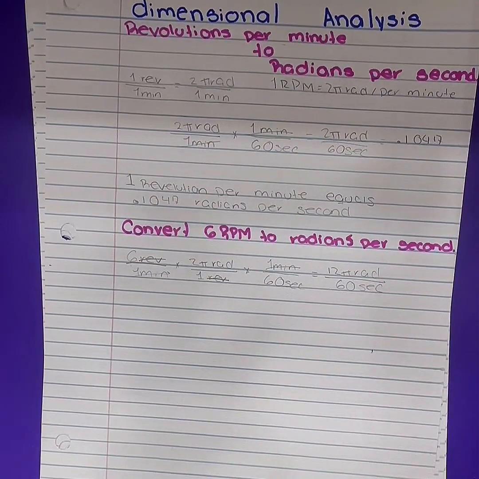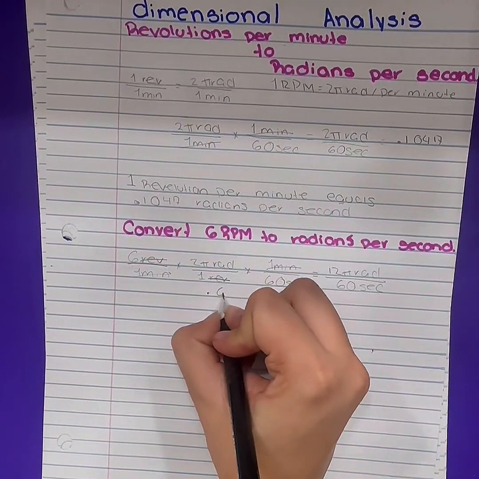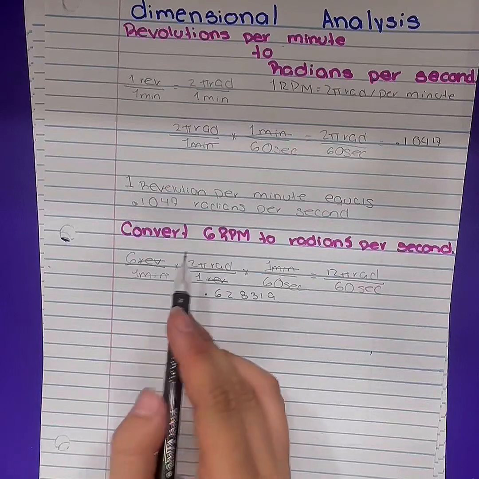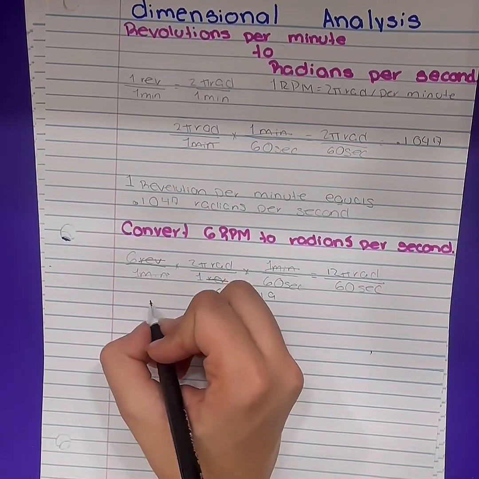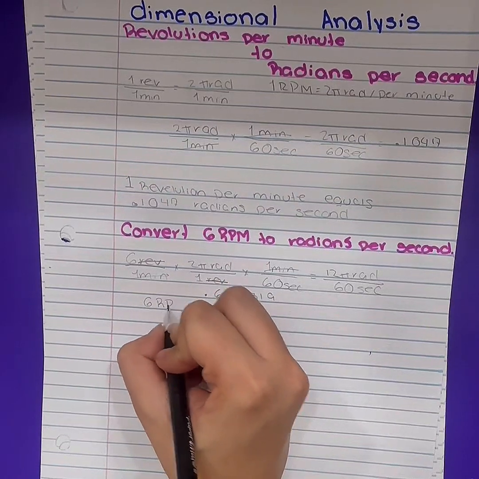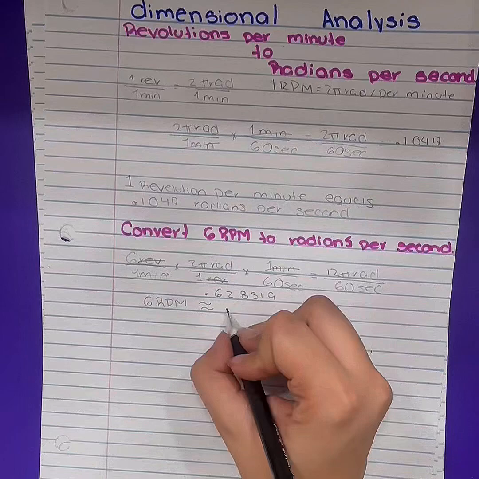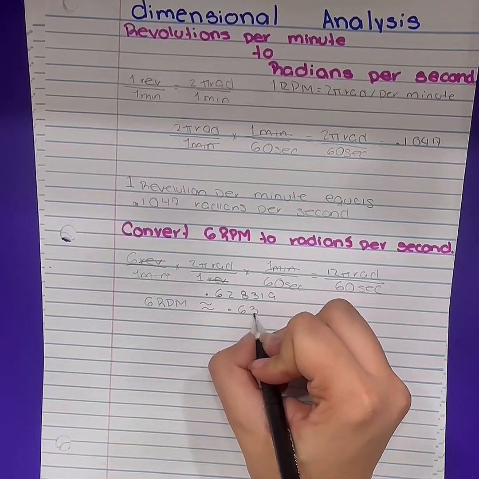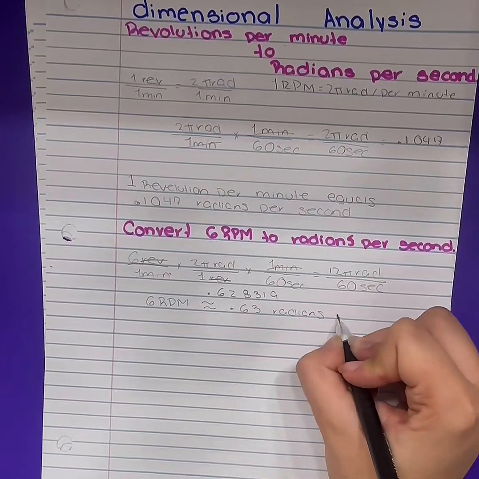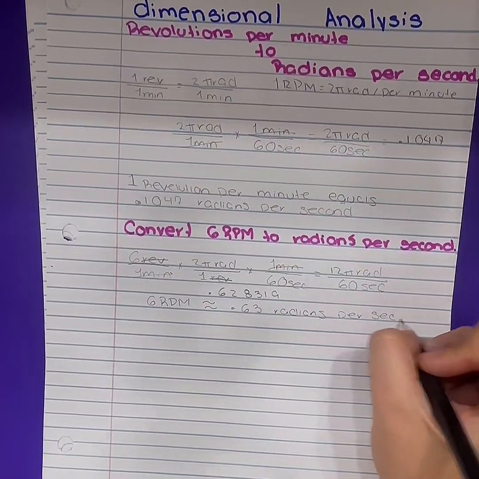Now, if we plug this into the calculator, we're gonna get 0.628319. So now we know that 6 revolutions per minute is around 0.63 radians per second.